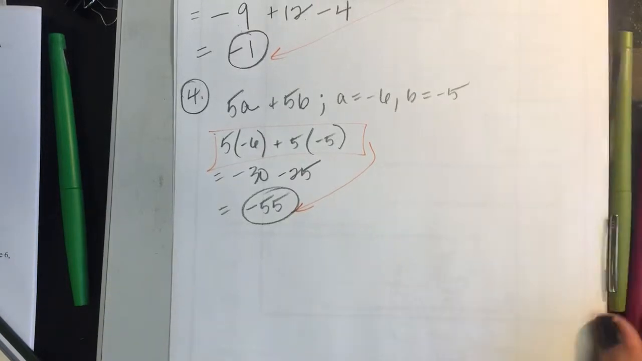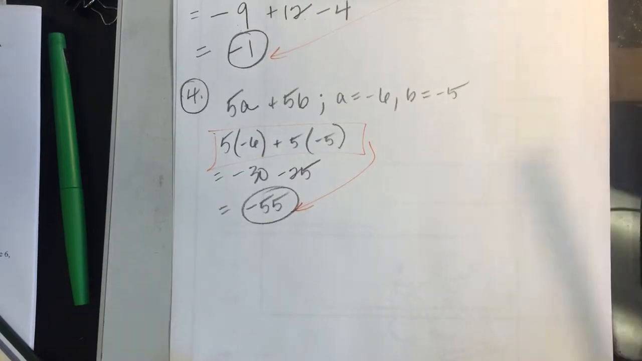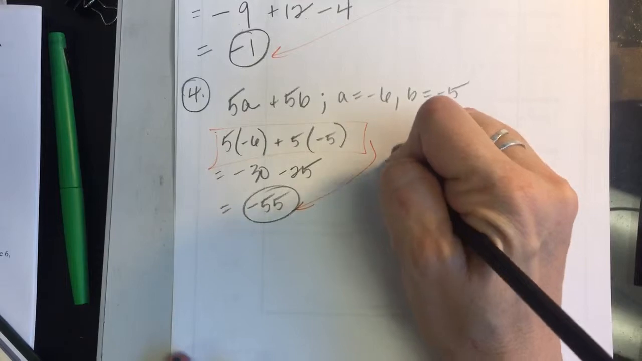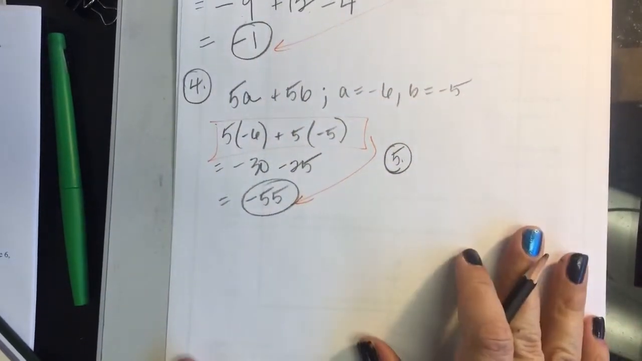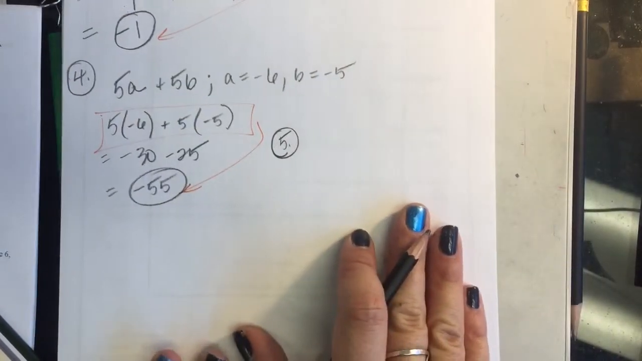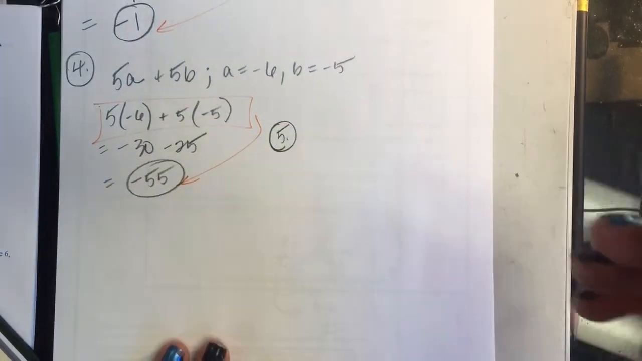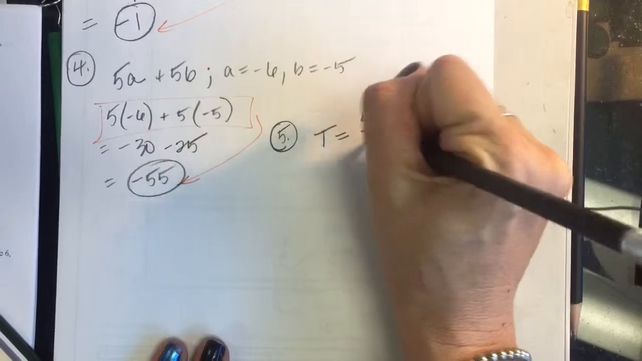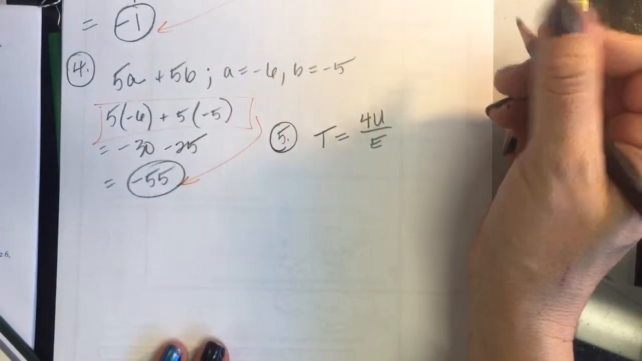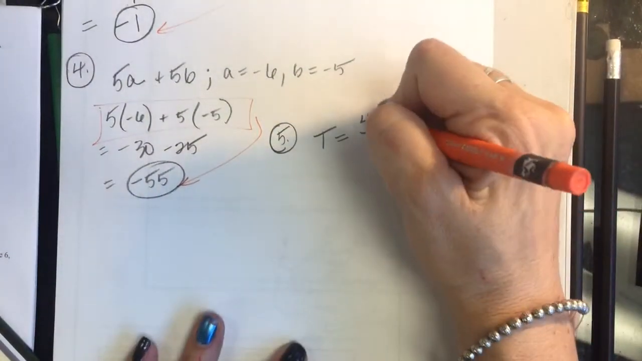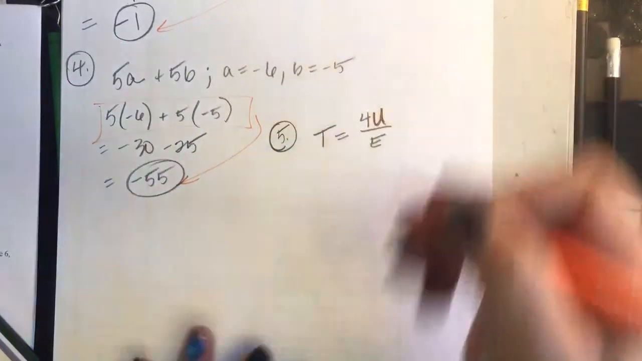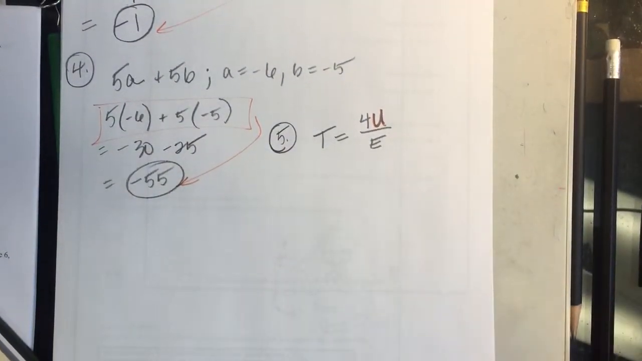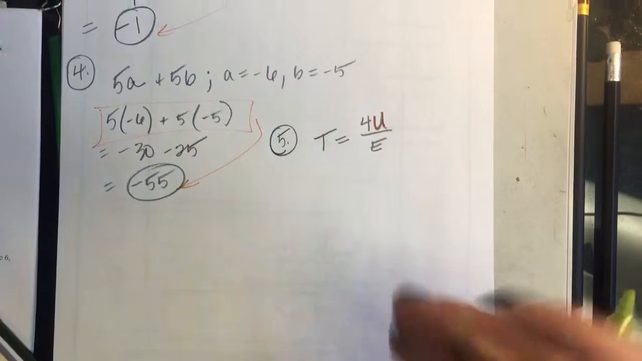Let me go on from here and just work out the 5, 6, 7, 8, 9s. Number 5. These are solving literal equations. Our directions are to solve t equals 4u over e, and they want me to solve this for u. F-O-R-U, isolate u. Some of you guys were riding the struggle bus on these.